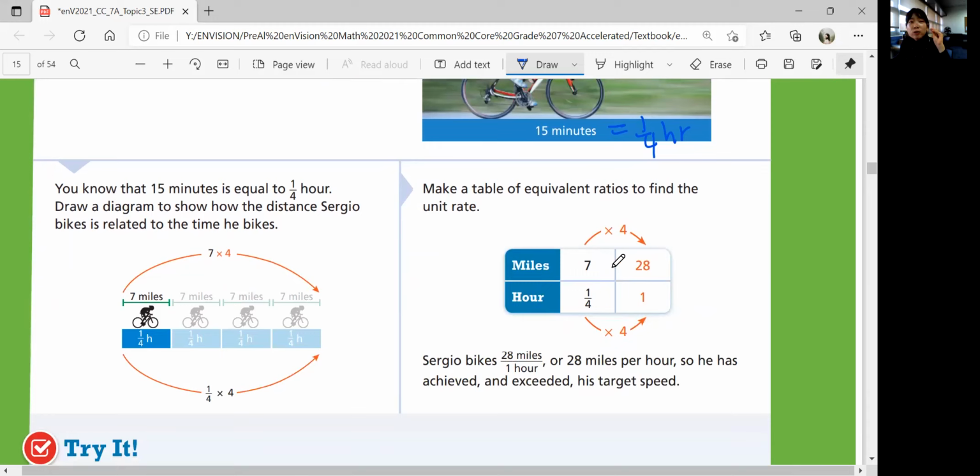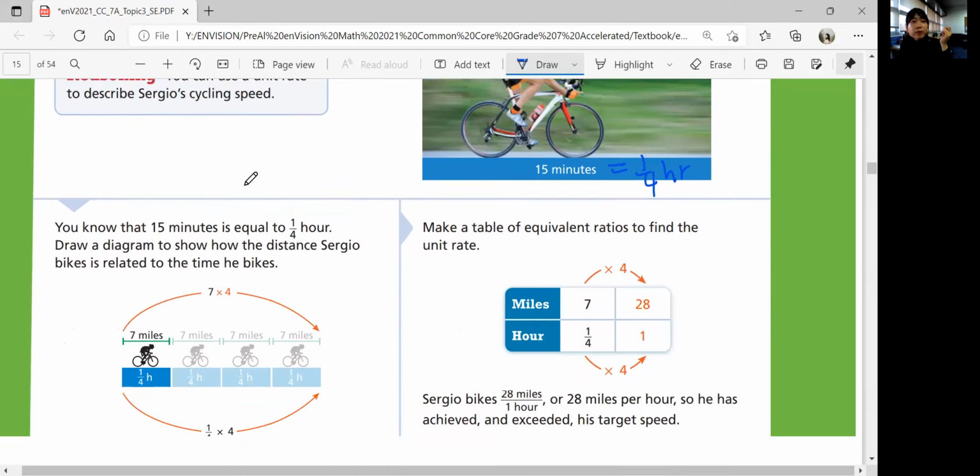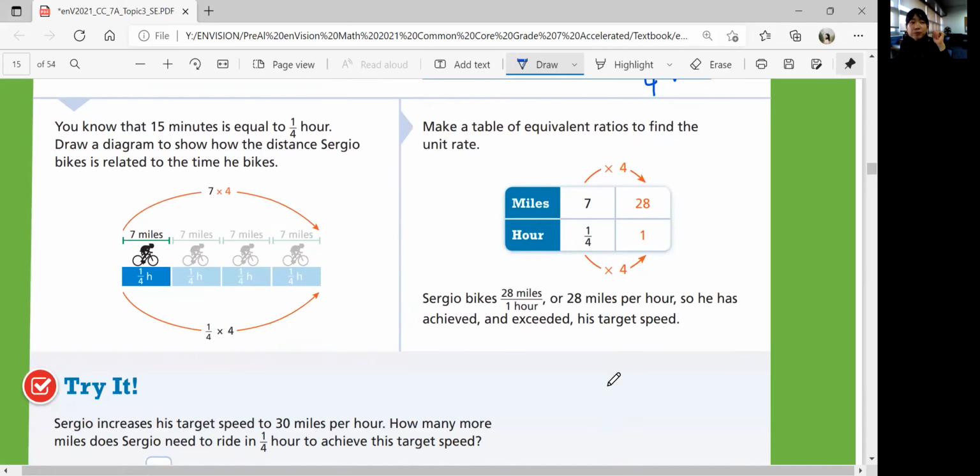7 times 4 is 28. 1/4 times 4 is 1. So then he bikes 28 miles per hour. Okay, so his target speed, which is 25 miles per hour, is reached. He bikes faster than that.